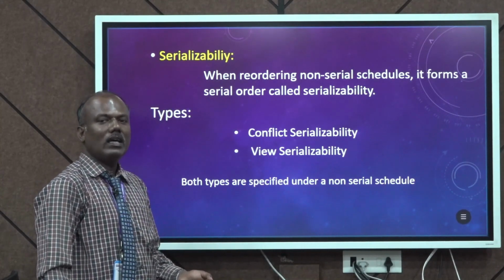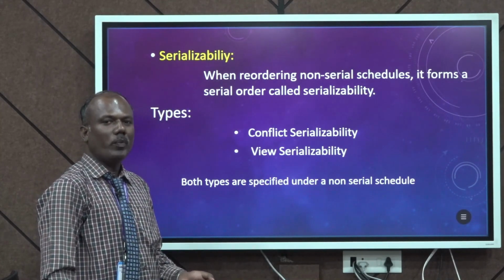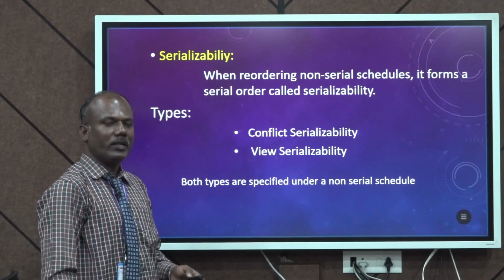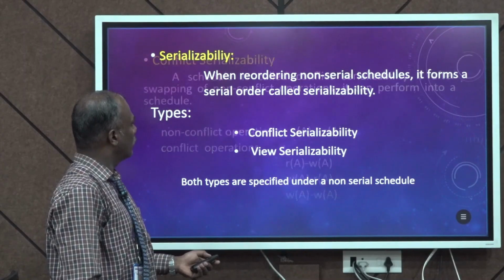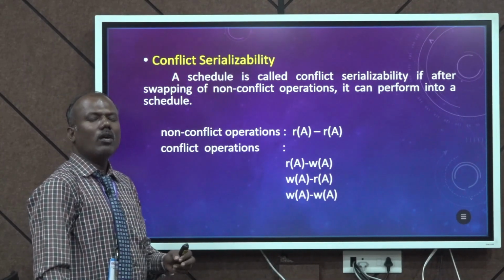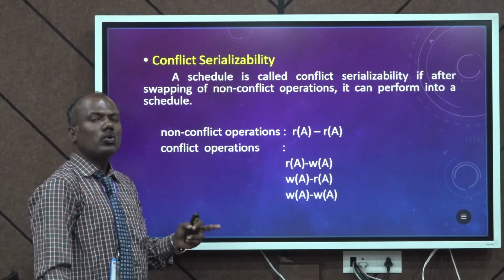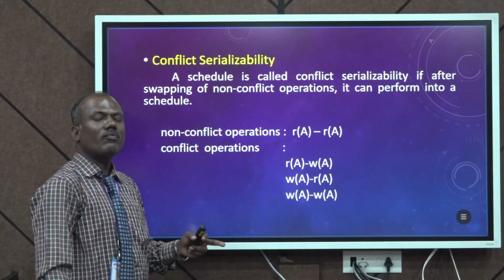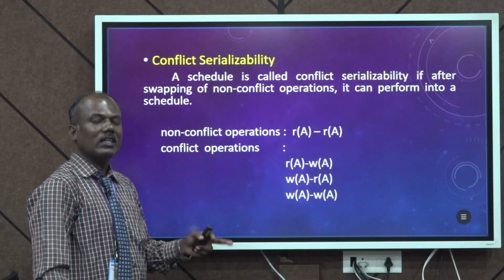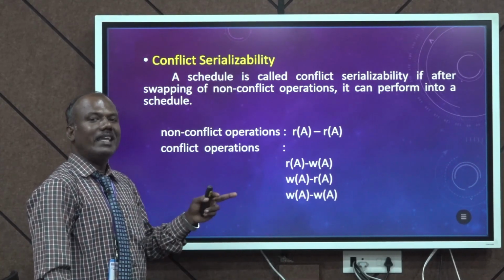Now we see the types of serializability one by one. First we will see about conflict serializability. What is conflict serializability? Conflict serializability means swapping the non-conflicting operations during the time of multiple transactions. That is called conflict serializability.